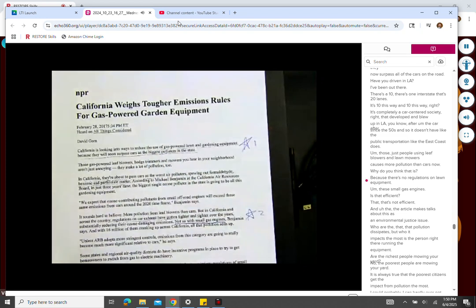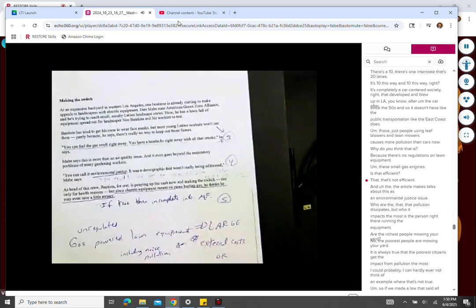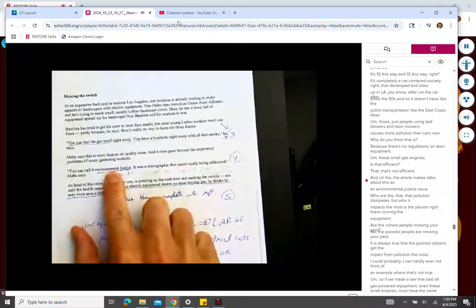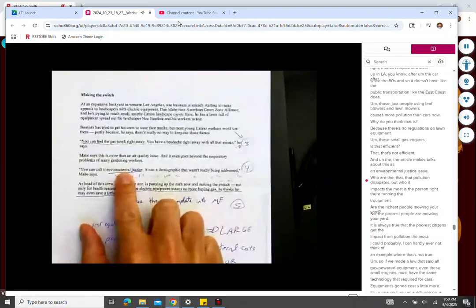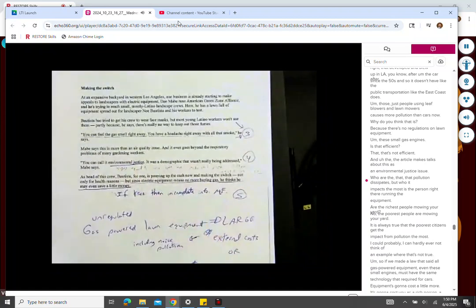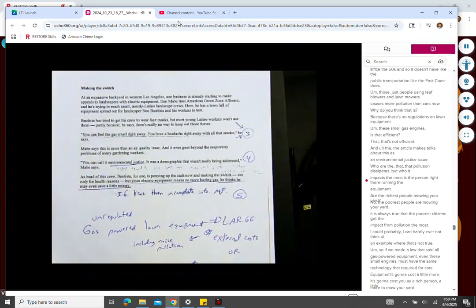Why do you think that is? Because there's no regulations on lawn equipment. These small gas engines, is that efficient? That's not efficient. And the article talks about this as an environmental justice issue. The pollution dissipates, but who it impacts the most is the person right there running the equipment.